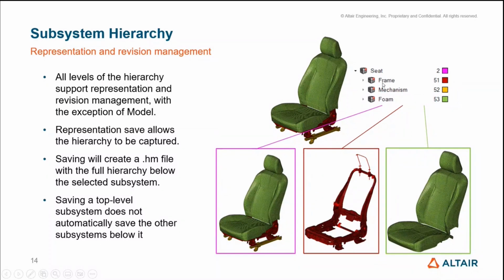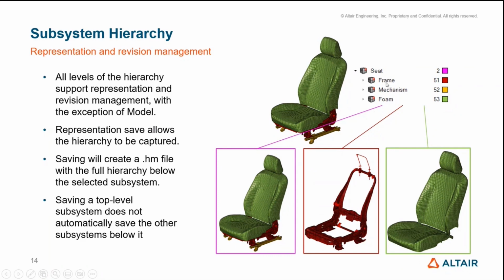I'm just showing 2 levels, but we support even deeper nesting scenarios. If you save a representation at this top level of seat, this pink subsystem, it will save all of the content of the seat subsystem plus all of the content of the subsystems beneath it. If you save at the frame level, it will save just the contents of the frame plus any subsystems beneath frame. And if you save the content of foam, we save the content of foam independently of mechanism and frame.